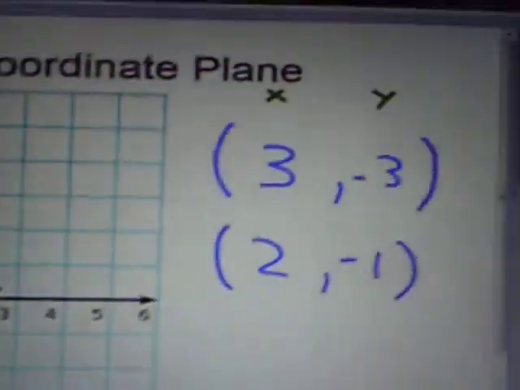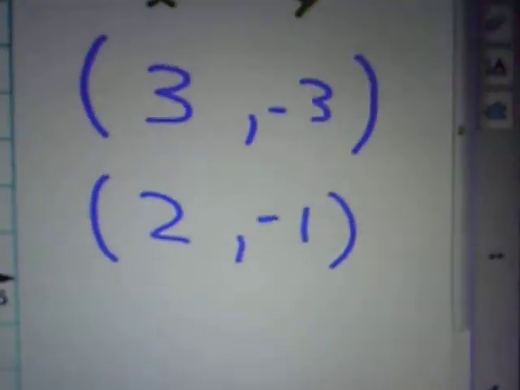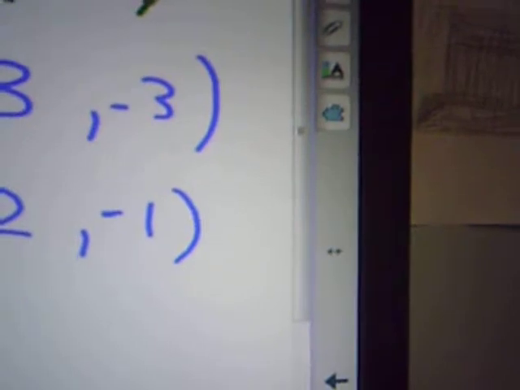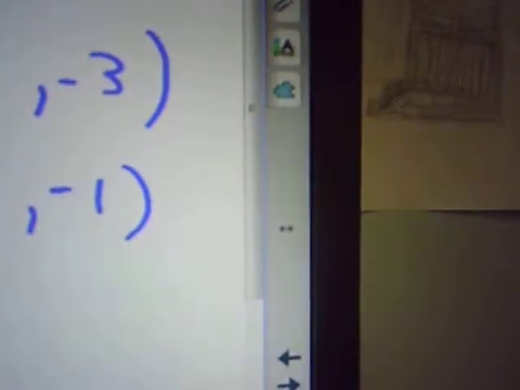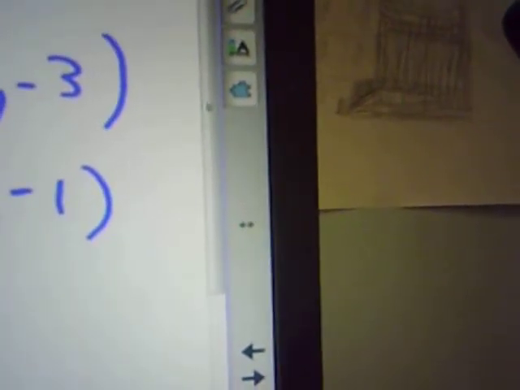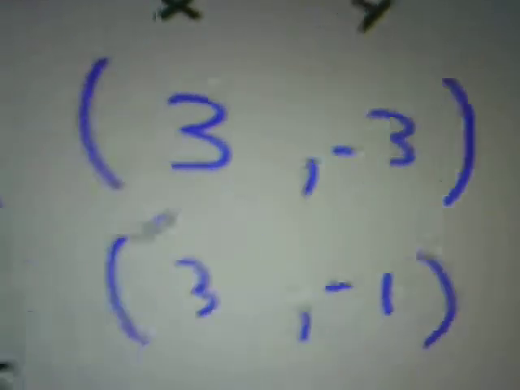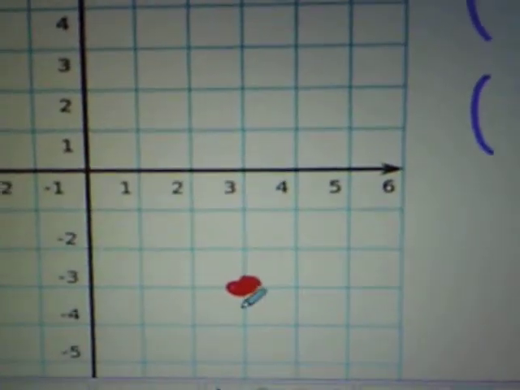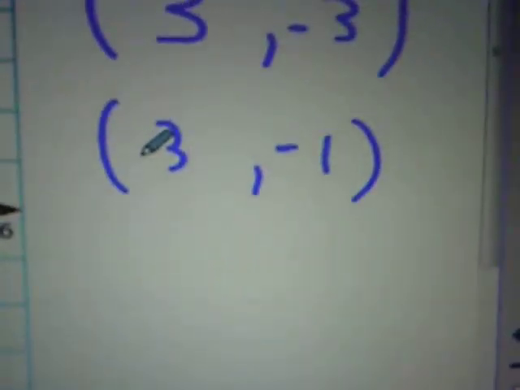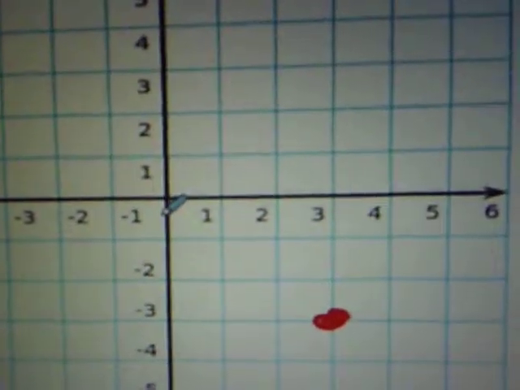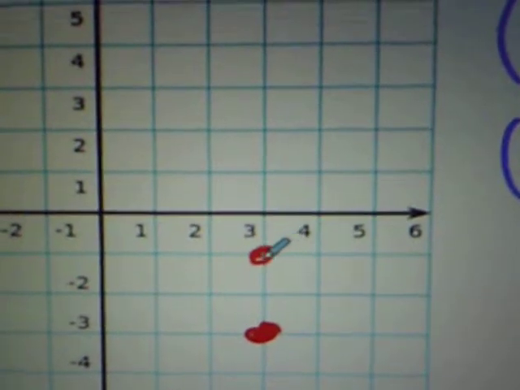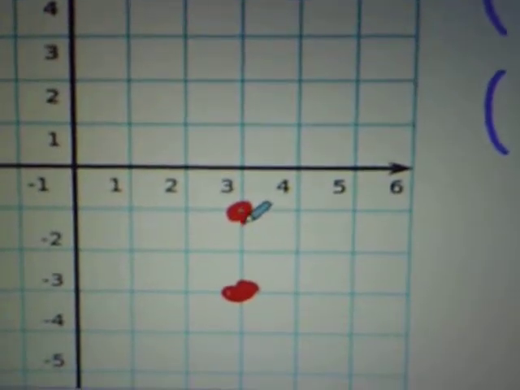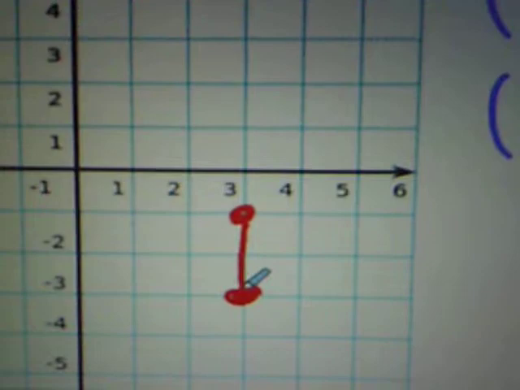Oops, sorry, that was a bad one. What's wrong with that one is this here was also supposed to be a 3. Please forgive me. Okay? So we had 3, -3, and then we have 3, -1. There it is. And let's count the distance. 1, 2.